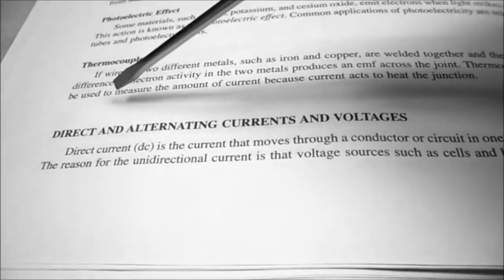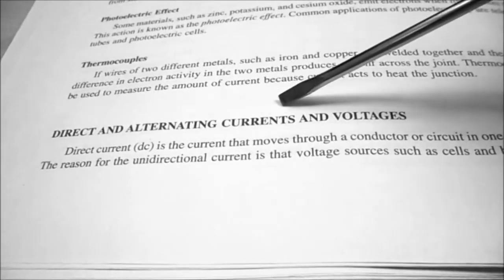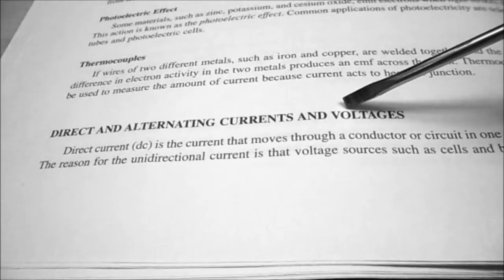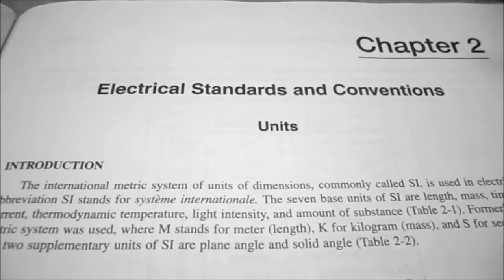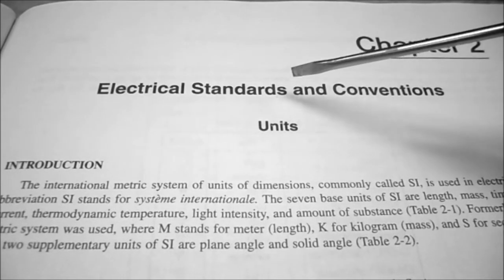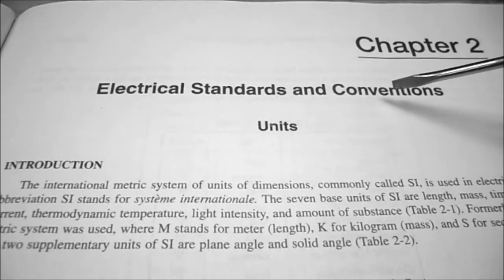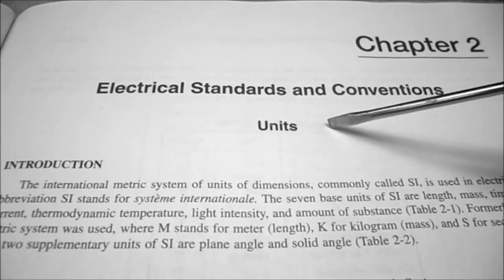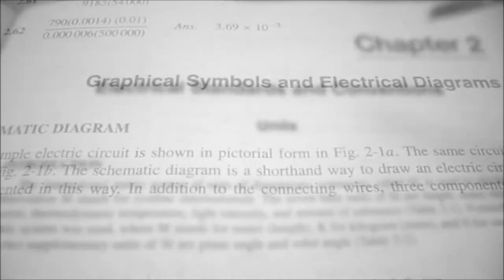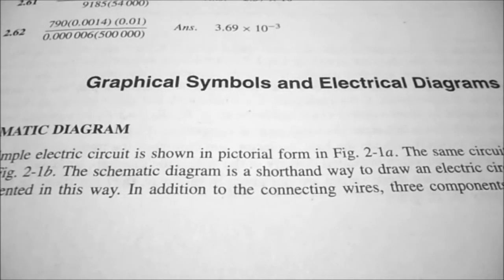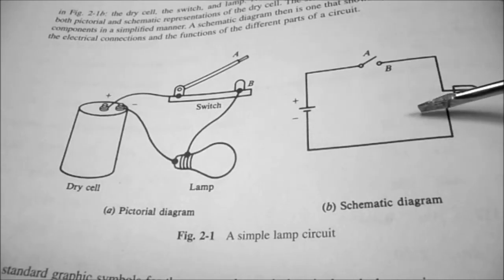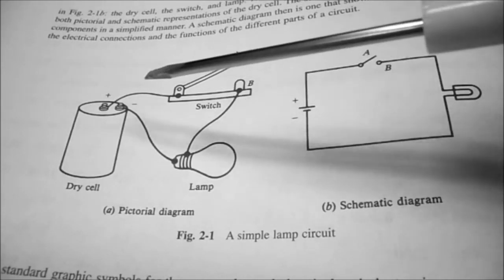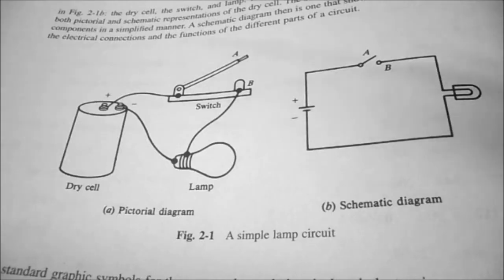They talk about the differences of direct and alternating currents and voltages. We're just going to be working with DC voltages. So Chapter 2 is all about electrical standards and conventions, and they talk about units, and we want to know all about volts. We need to know about the graphical symbols used in electrical diagrams. So when we see a diagram like this, we can equate it to pieces of equipment that look like that.